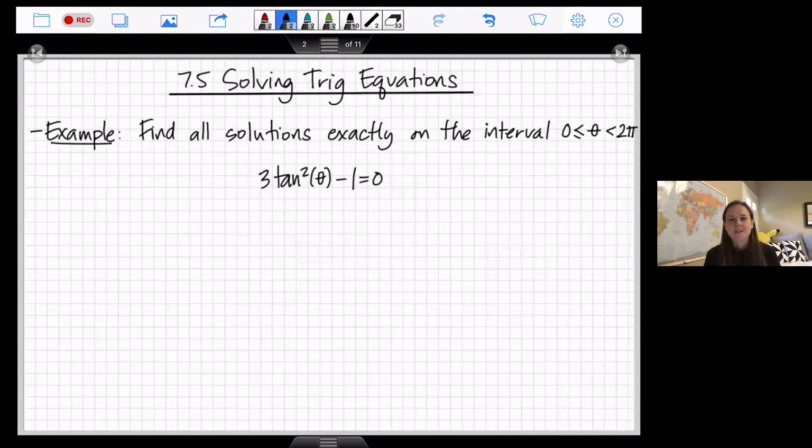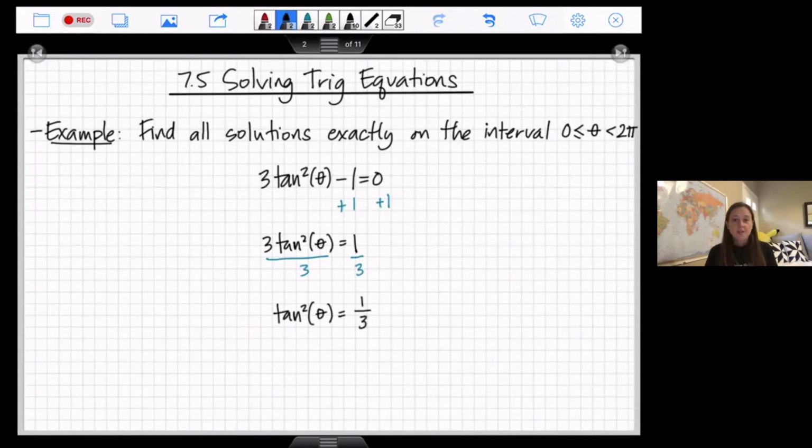All right, so we can continue using some things that we know from algebra to help us solve these equations. I've got 3 tangent squared theta minus 1 equals 0. All right, so I'm going to add 1 to both sides. So I get 3 tan squared theta equals 1. Divide both sides by 3. And I get tangent squared theta equals 1/3.